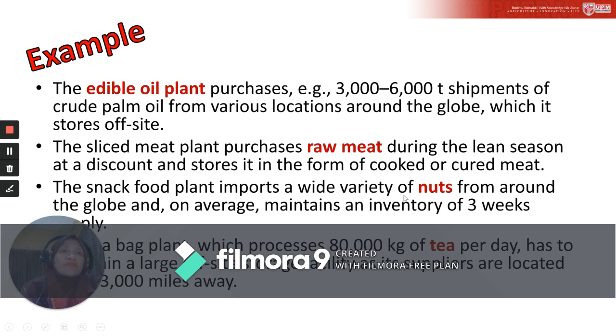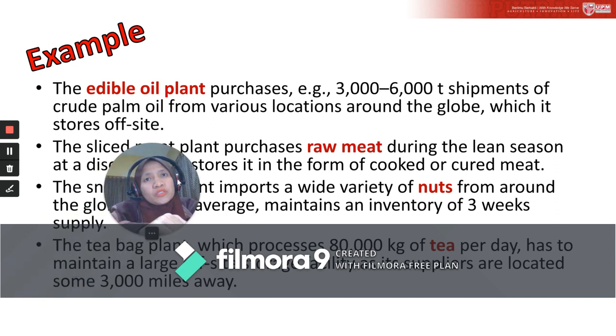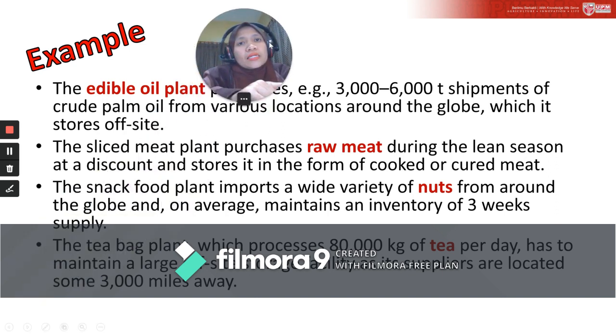Then there is the snack food plant, which imports a wide variety of nuts from around the globe and on average maintains an inventory of three weeks' supply. The other example is a tea bag plant, which processes 80,000 kilograms of tea per day and has to maintain a large off-site storage facility as its suppliers are located some 3,000 miles away.